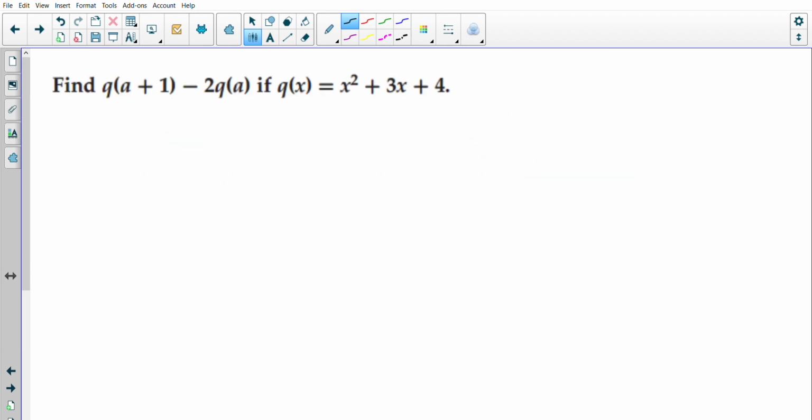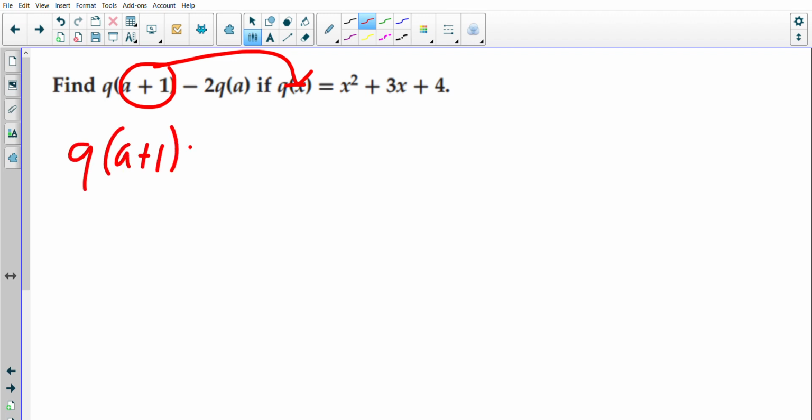So next one, find q of a plus 1 minus 2q of a, if q of x is equal to x squared plus 3x plus 4. So this one, we've got to plug in a plus 1 wherever there's an x. So q of a plus 1 is equal to... I forgot the second part, minus 2 times q of a. All right, so now, here we go.